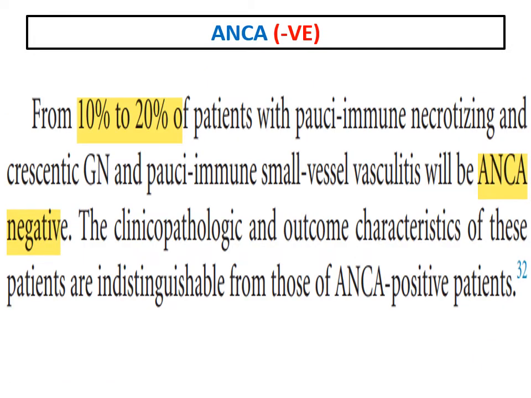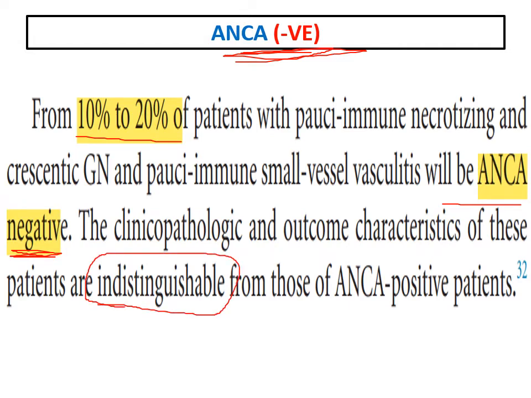Can we find patients with ANCA-associated vasculitis or small vessel vasculitis where the ANCA is negative? Yes. Around 10 to 20% of patients with immune vasculitis are ANCA negative. And those patients' clinical characteristics and outcome are not different from ANCA positive patients.